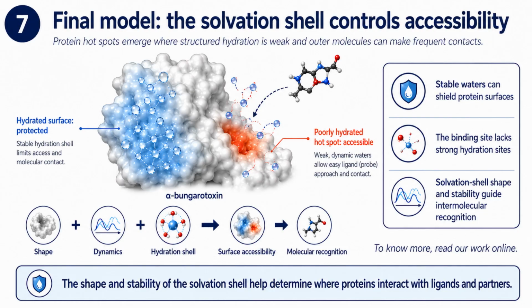In this view, protein surface accessibility emerges from structure, dynamics, and hydration together. The combination of MD, hydration-sensitive NMR, and paramagnetic probes provides a general strategy to identify functional surface regions.